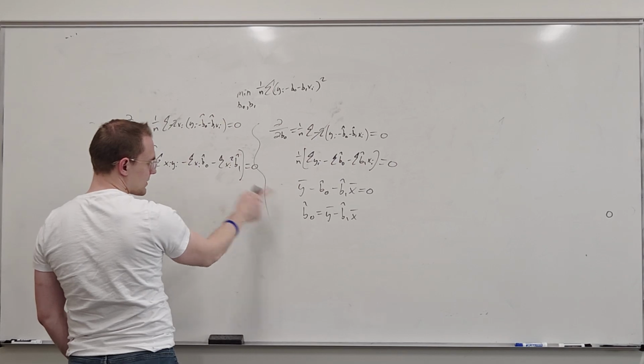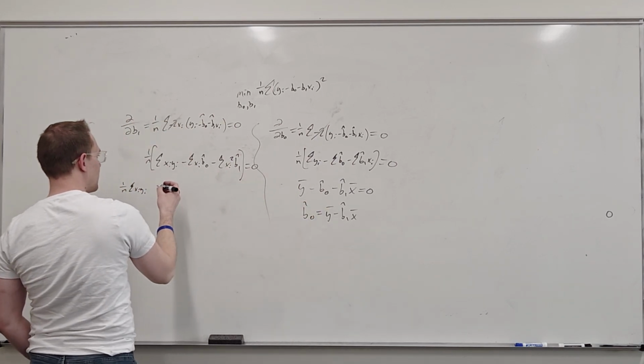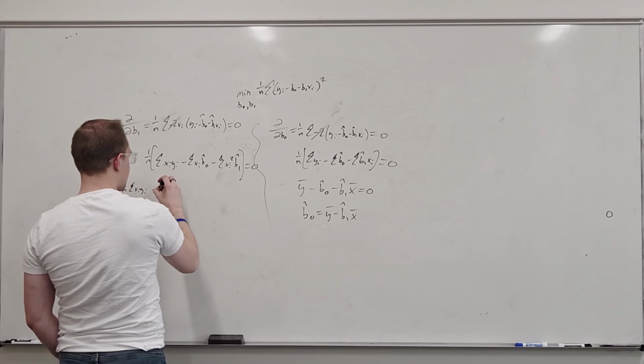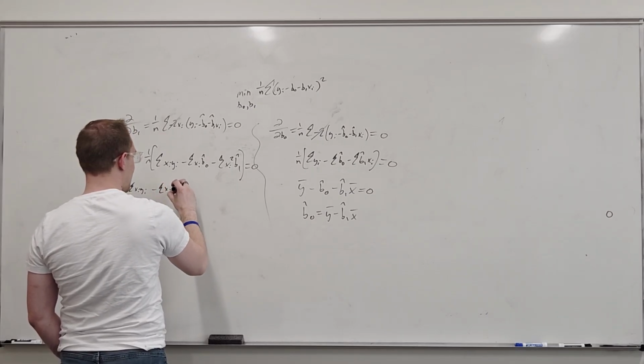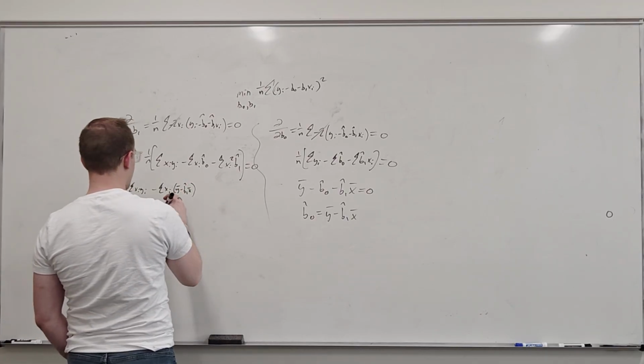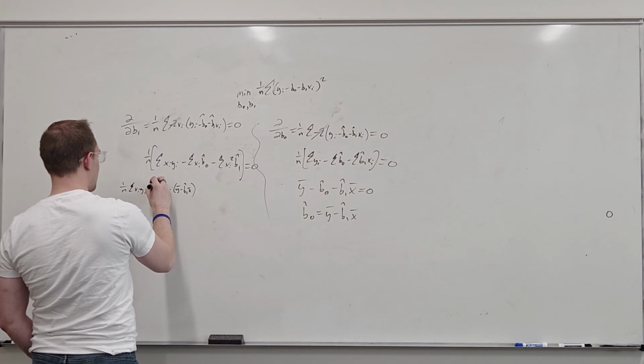I'm going to plug in for b hat naught, because we know what that is. That's y bar minus b hat 1 x bar. So this is minus the sum of xi and then b hat naught, which is y bar minus b hat 1 x bar. Okay, so let's work with that. I'm distributing my 1 over n, aren't I?